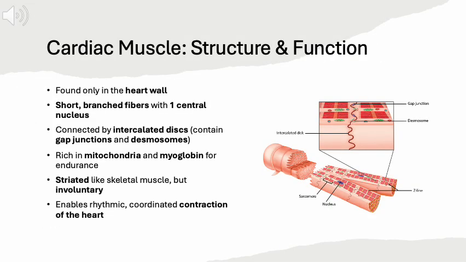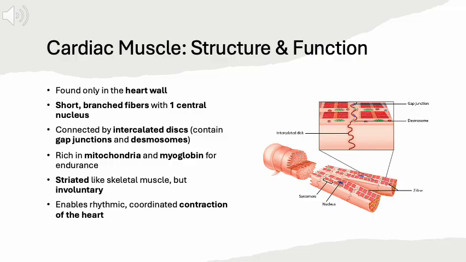Cardiac muscle is unique because it exists only in the walls of the heart. The fibers are short, branched, and usually contain a single centrally located nucleus. A hallmark feature is the intercalated discs, which are specialized junctions that connect neighboring cells. These discs contain desmosomes, which act like rivets, holding the cells together during forceful contractions, and gap junctions, which act like doorways that allow ions to flow directly between cells. This electrical connectivity lets the heart beat in a coordinated rhythm.